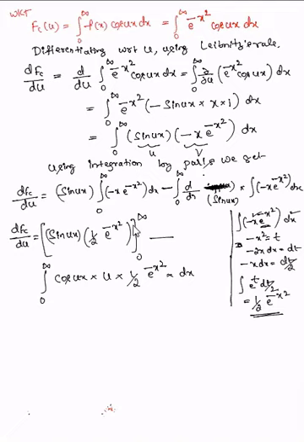Now for the first one, if I substitute the limit x is equal to infinity, it is e power minus infinity square. Infinity square is infinity only. It is e power minus infinity. And you know e power minus infinity is 0. So this entire term becomes 0.